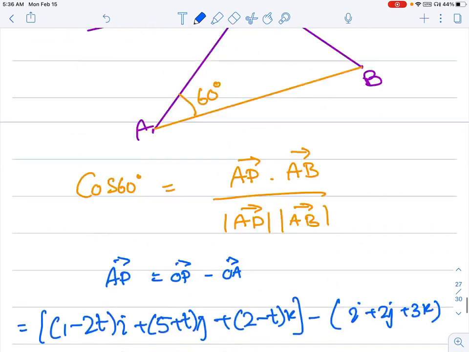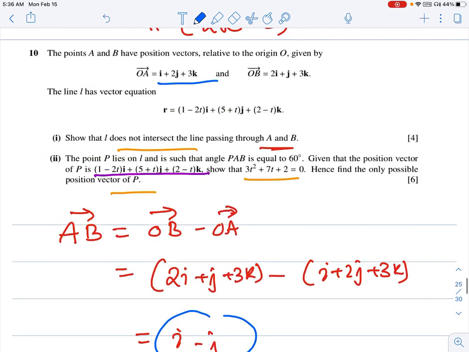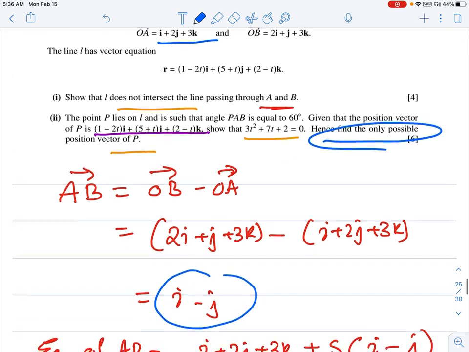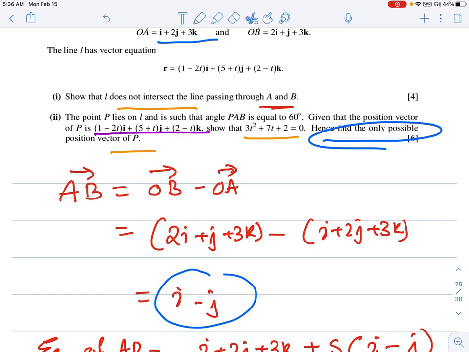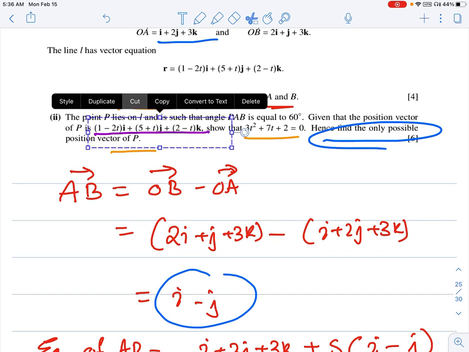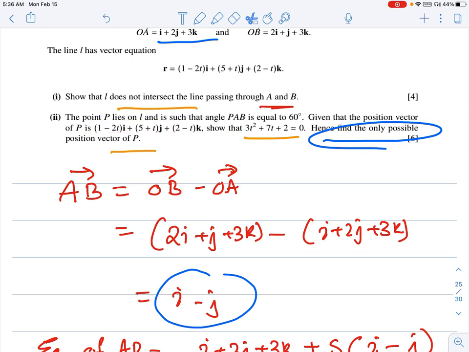But read the question. What is he asking? Hence find only one possible value. So only one of the values is possible, whereas the other value is not possible. Why is it not possible? We shall check that one. So what is P? We copy that P and check why it is not possible.